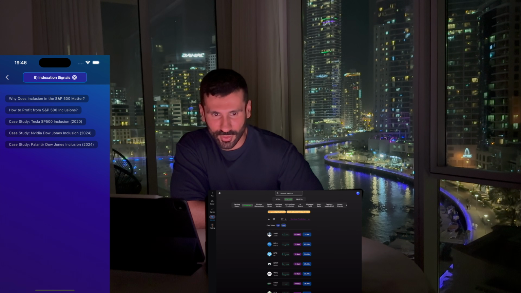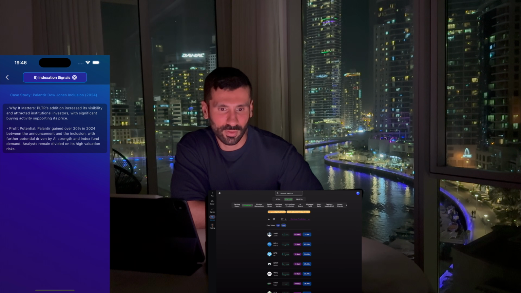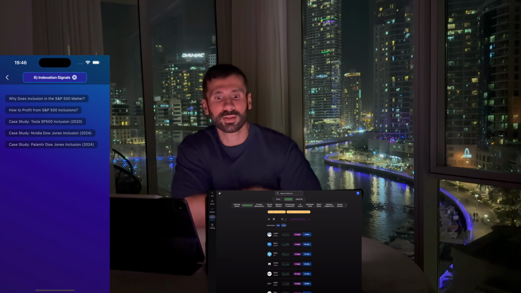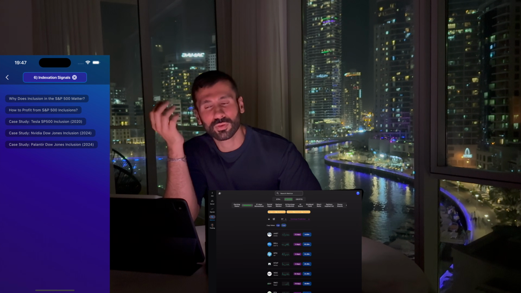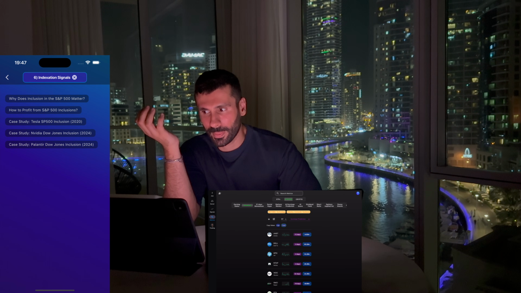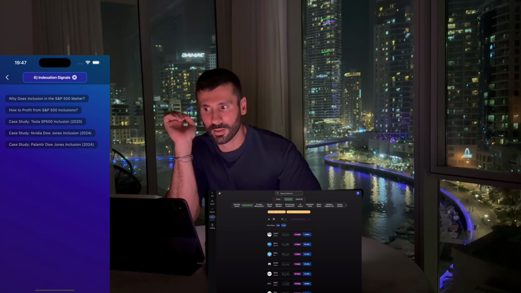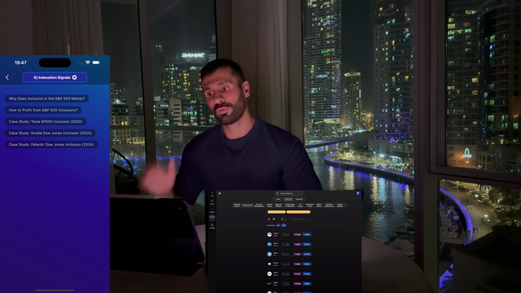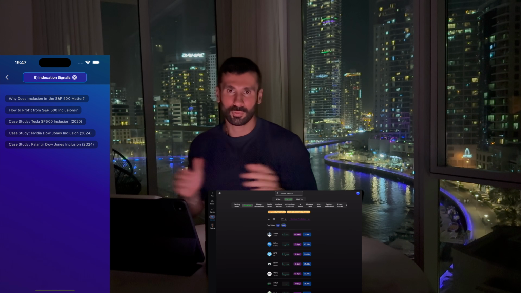Okay, indexation signals. So this is what I talked about earlier when I said Palantir. You can read it. Basically, you look at what is the weight. Okay, so you have two things. You have the short-term hype, so when S&P, Standard & Poor's, announces that Palantir is going to enter the S&P 500, everyone is going to buy, they're excited.